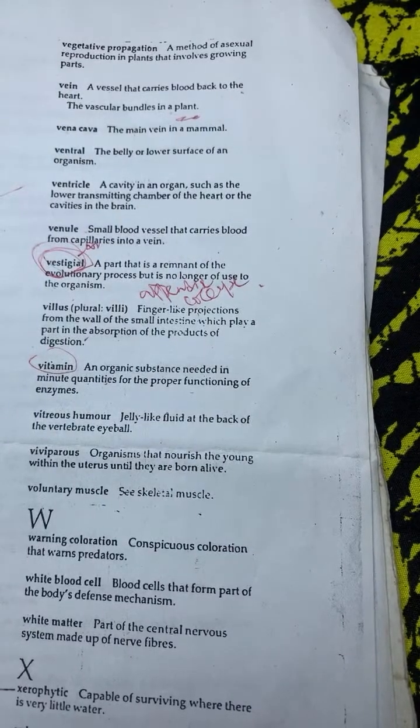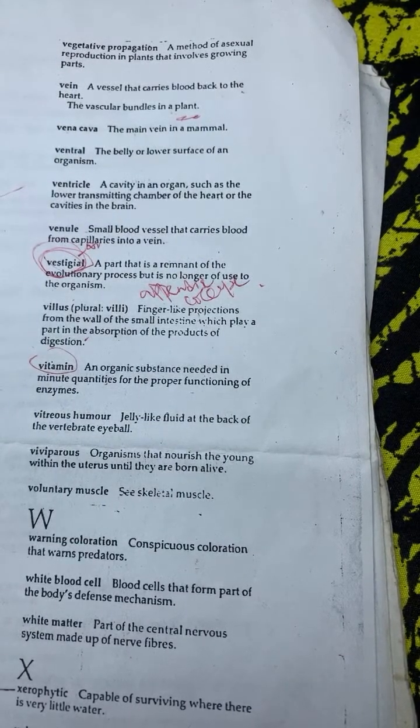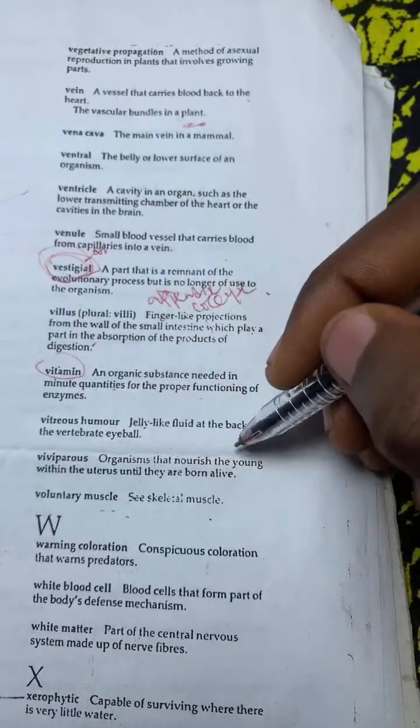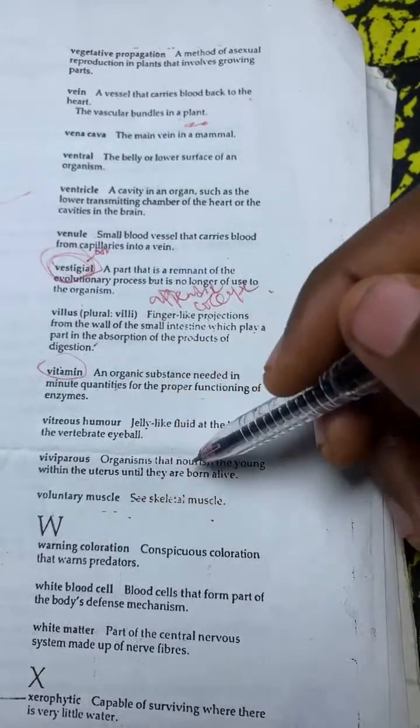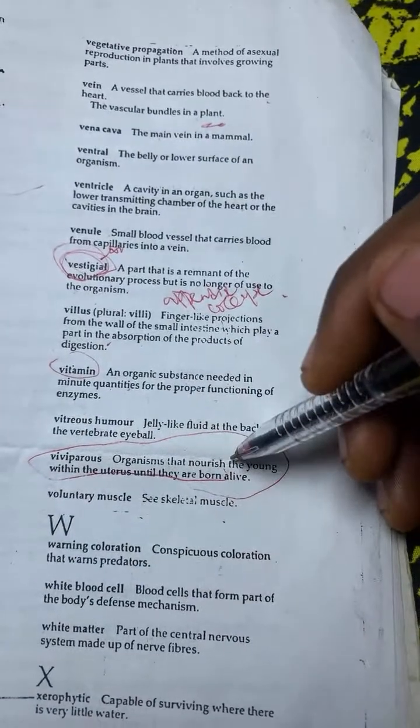We also have what we call vitreous humor. It's a jelly-like fluid at the back of the vertebrate's eyeball. Viviparous, organisms that nourish their young within the uterus until they are born alive. They do not lay egg. Viviparous animals do not lay egg.